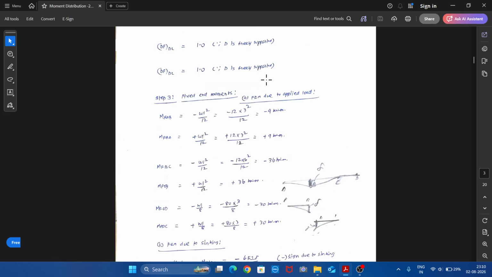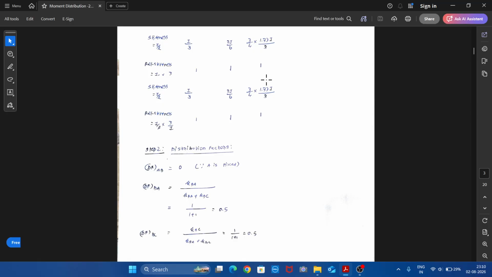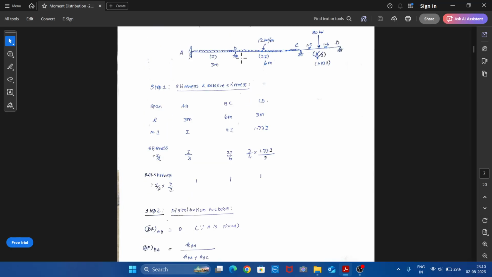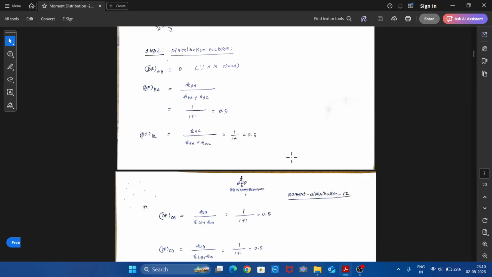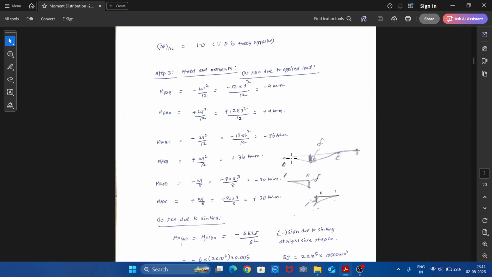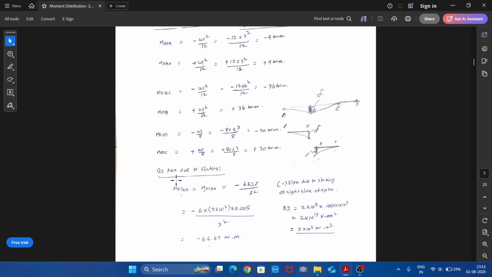In this problem, we have sinking of supports. That is, support B sinks by 5 mm. It is given in the problem. So in case we have sinking of supports, then the fixed end moment due to sinking needs to be found separately. The fixed end moment due to sinking is given by plus or minus 6 EI delta by L squared.